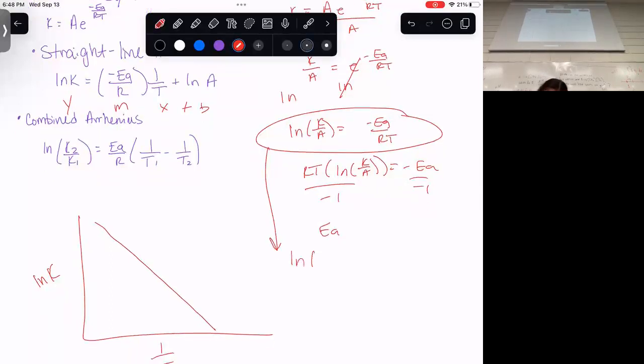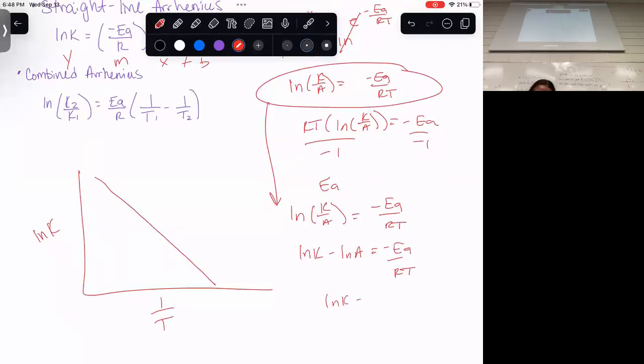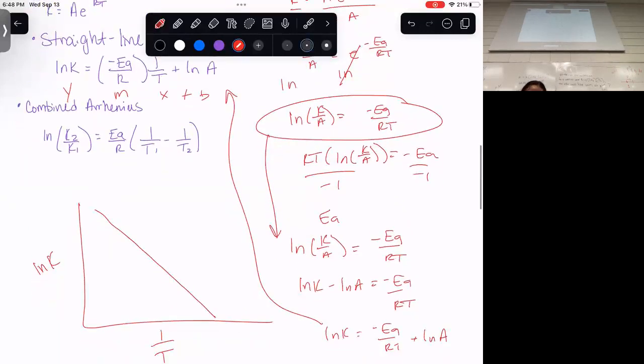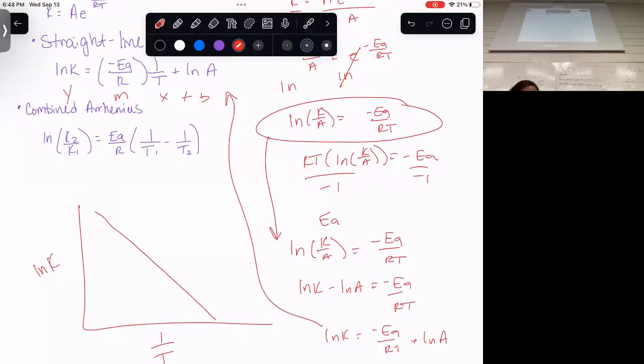So if you have ln of K over A is equal to negative EA over RT, again, this comes into exponent math. So this means ln of K minus ln of A is equal to negative EA over RT, right? They're being divided. So then you can add them. And so you get ln K is equal to negative EA over RT plus ln A. And then that matches this guy up here. And then you're happy with yourself because you can derive equations. That's where that comes from. And I don't think you need to know it if you just memorize them, but I don't want to tell you to memorize something else if you don't have to.